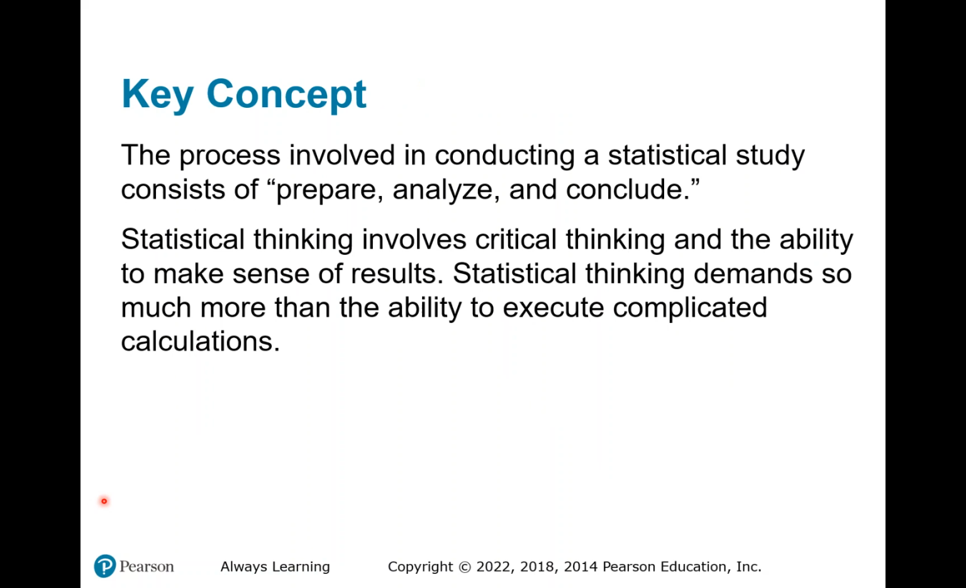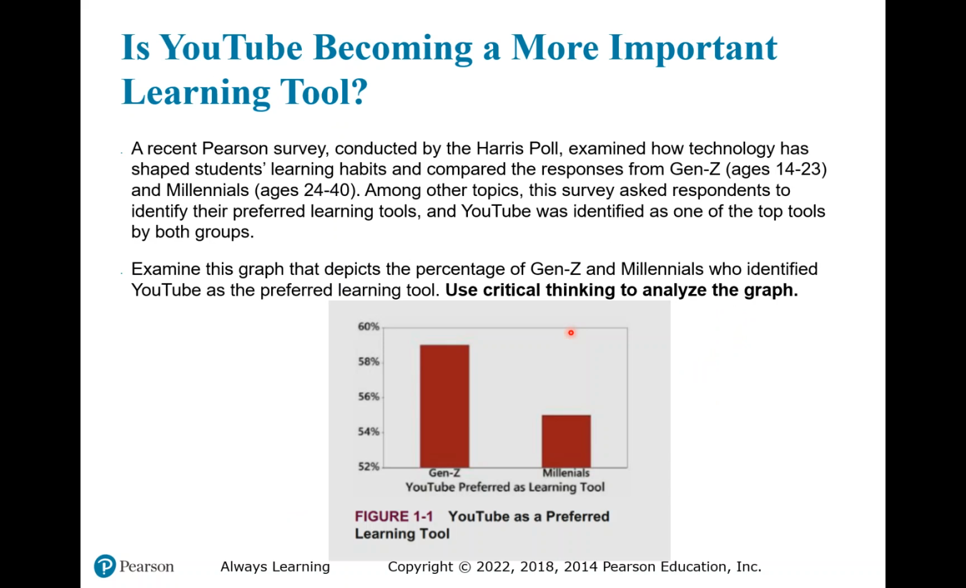The process involved in conducting a statistical study consists of prepare, analyze, and conclude. Statistical thinking involves critical thinking and the ability to make sense of results. Statistical thinking demands so much more than the ability to execute complicated calculations. Here we'll examine some data that's represented in a bar graph.